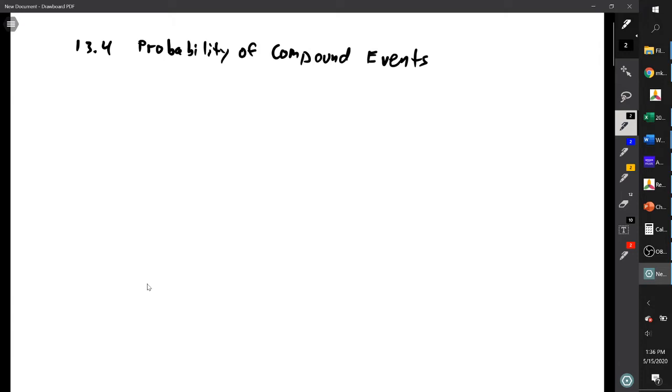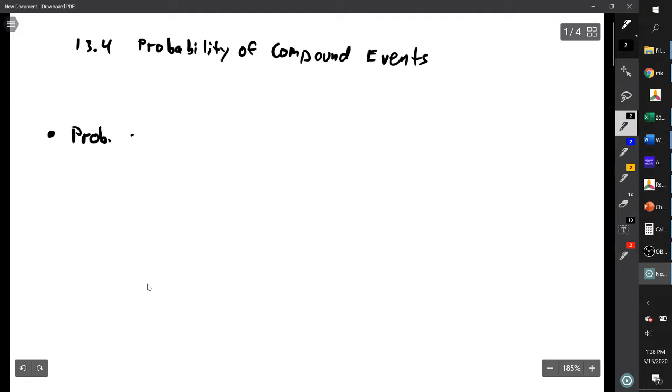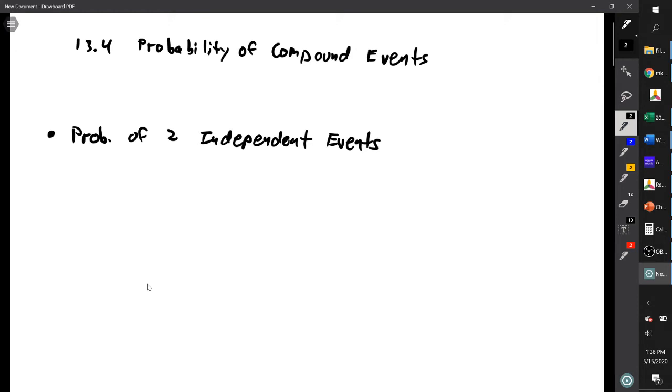All right. So first we look at probability of two independent events. That's our first category here. Probability of two independent events. So what do independent events look like? They are events where the outcome of one does not affect the probability of the outcome of the other one.